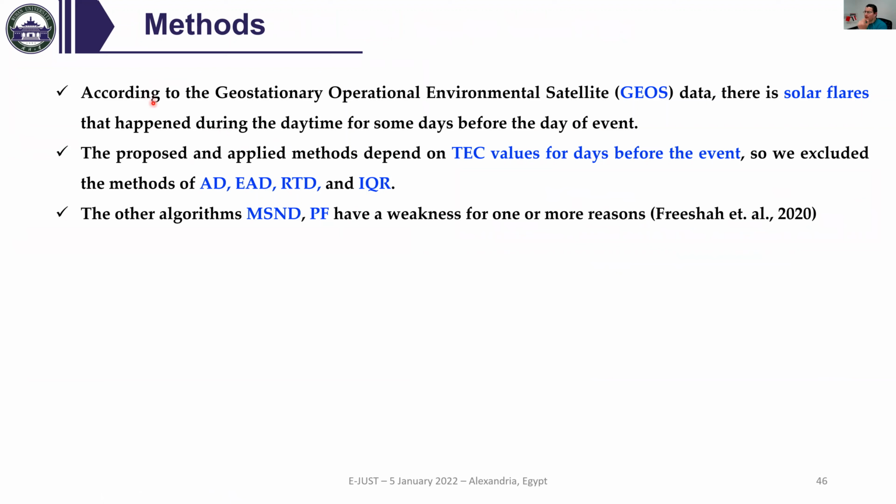As I mentioned before, there are some methods like the detrending method to find the variation. Some of them depend on the days before the event. But here, as we can see from the Geostationary Operational Environmental Satellite, there were solar flares during the daytime on the days before the event. So we prefer to use a method that depends just on the day of the event and doesn't depend on the days before the event.